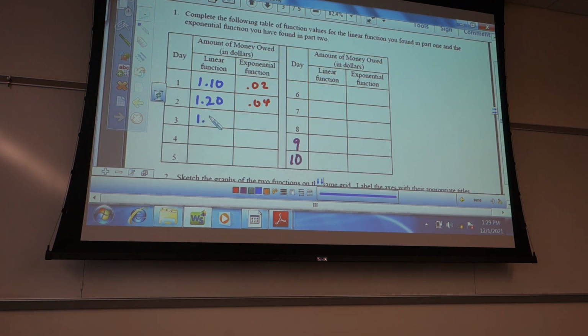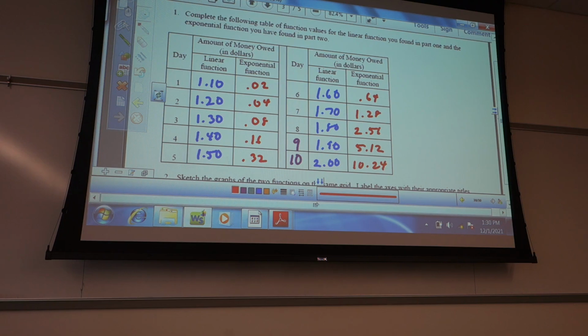So here we've got $1.30, $1.40, $1.50, $1.60, $1.70. And over here we have 4 cents, 8 cents, 16 cents, 32 cents, 64 cents, $1.28, $2.56, $5.12, $10.24. Yeah? Okay. Now, we're going to sketch these two on the graph below.